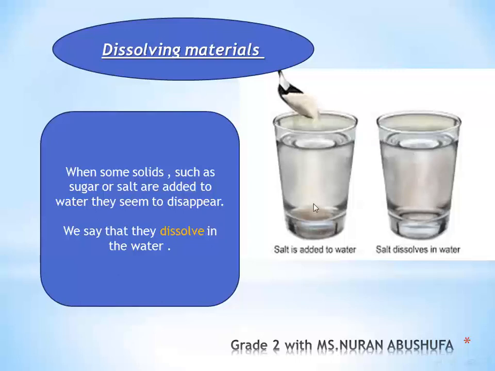Here in the first picture, when I added the salt to the water, you can see it. Look here. You can see the salt, yes? But after I stir it, do you still see salt here? Of course, no. Where did the salt go? It dissolved in water. It disappeared. That means salt and sugar dissolve in water.